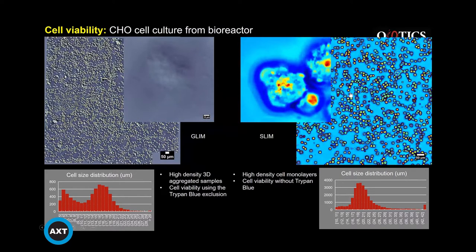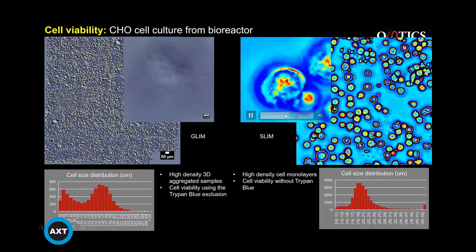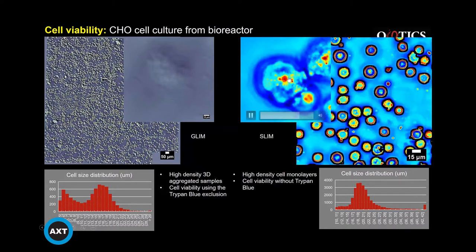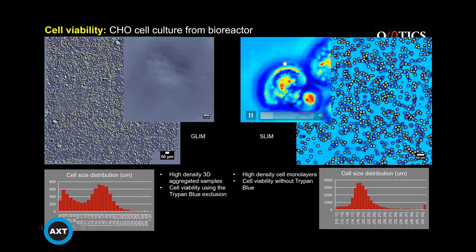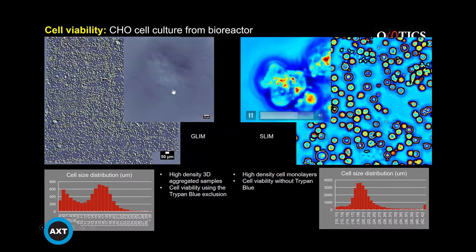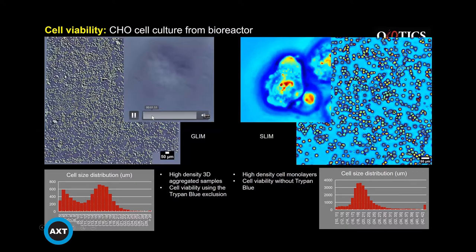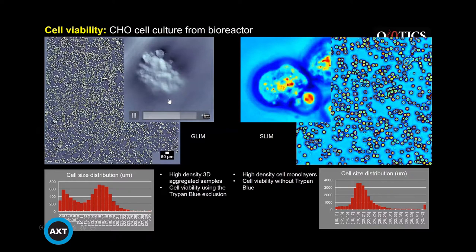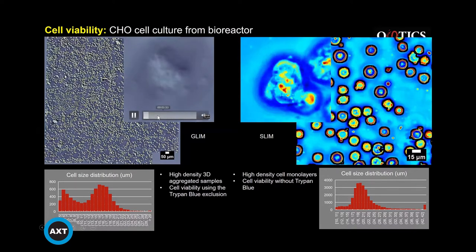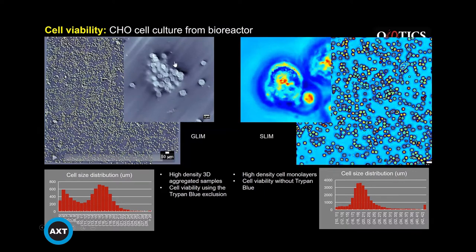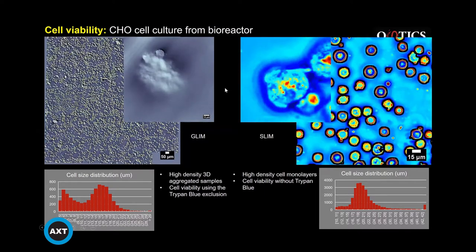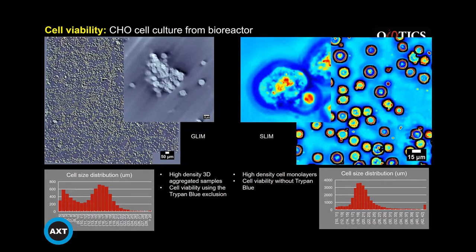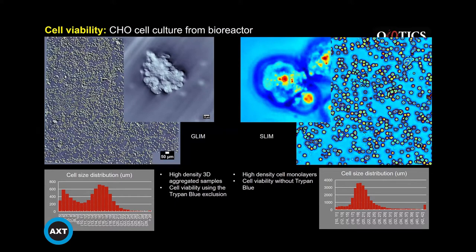This can be done with SLIM, and you notice in here a SLIM image of a cell culture with the cell undergoing its death phases. And at the same time, you can image with GLIM the same cells, but in cell aggregates, which is a big problem in bioreactor cell culture. Cells like to aggregate and then are harder to, for example, count if you want to do a cell count. So that way you can measure high density 3D aggregated samples and then determine the cell viability using, for example, trypan blue exclusion.